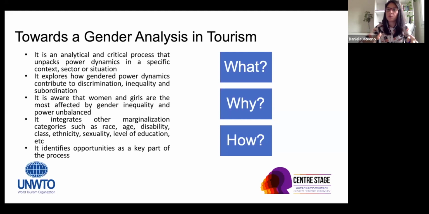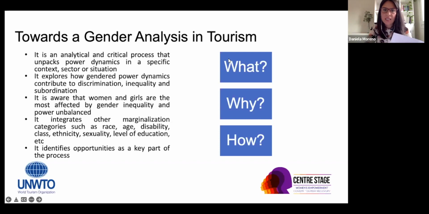What do I want to achieve with the gender analysis? The gender analysis is not a document that you prepare at random. You need to plan, you have to organize all the elements that you want to include in your gender analysis.